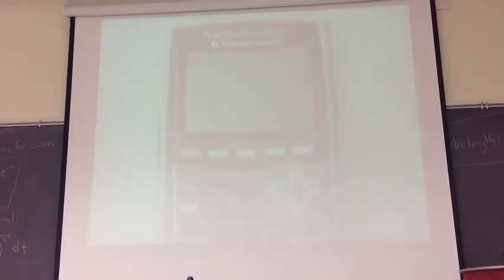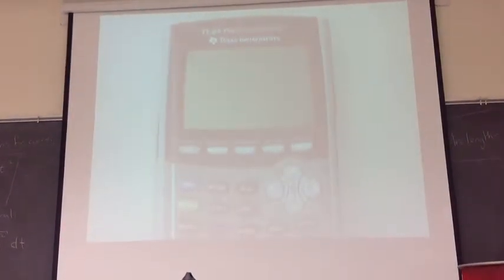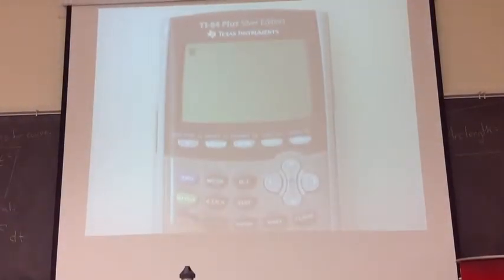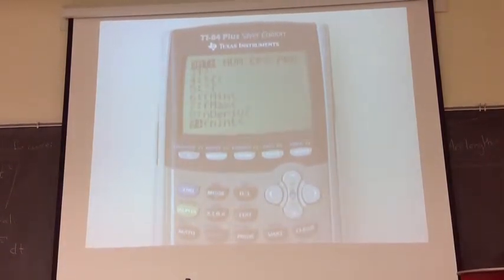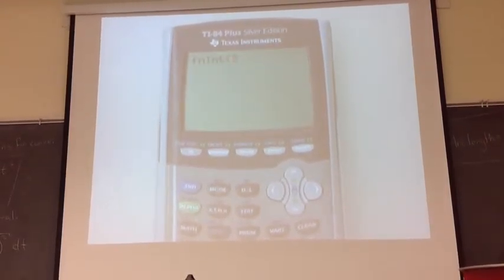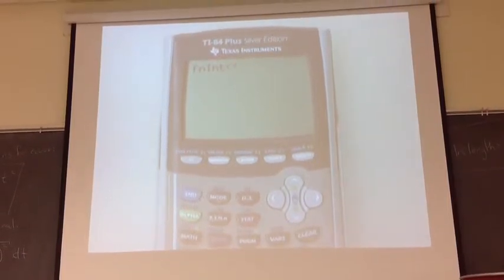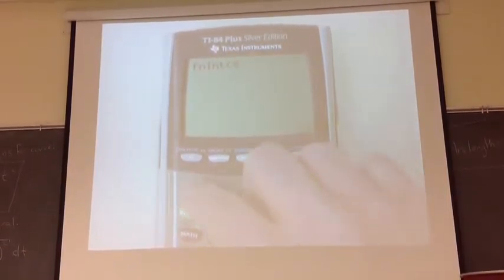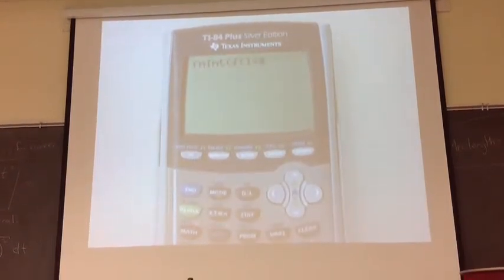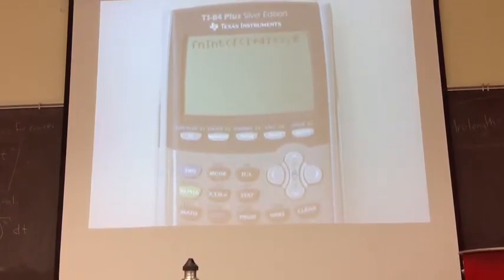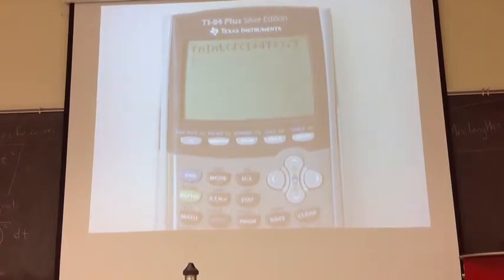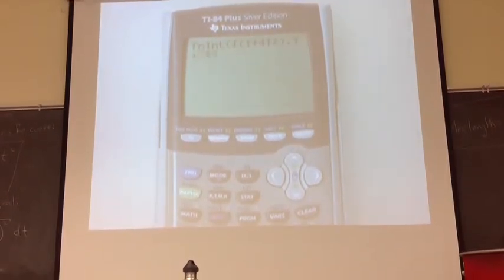Okay, so if I want to figure out what the integral is as an approximation, I can go to math, and then if I scroll down far enough, I get to number 9, which is fnInt. And I can now plug in my function. So I've got my function that I'm going to integrate. I'll do square root of 1 plus 4t squared. And then I'm going to put a comma. And then I'm going to integrate with respect to t. And I'm going to integrate from -10 to +10.